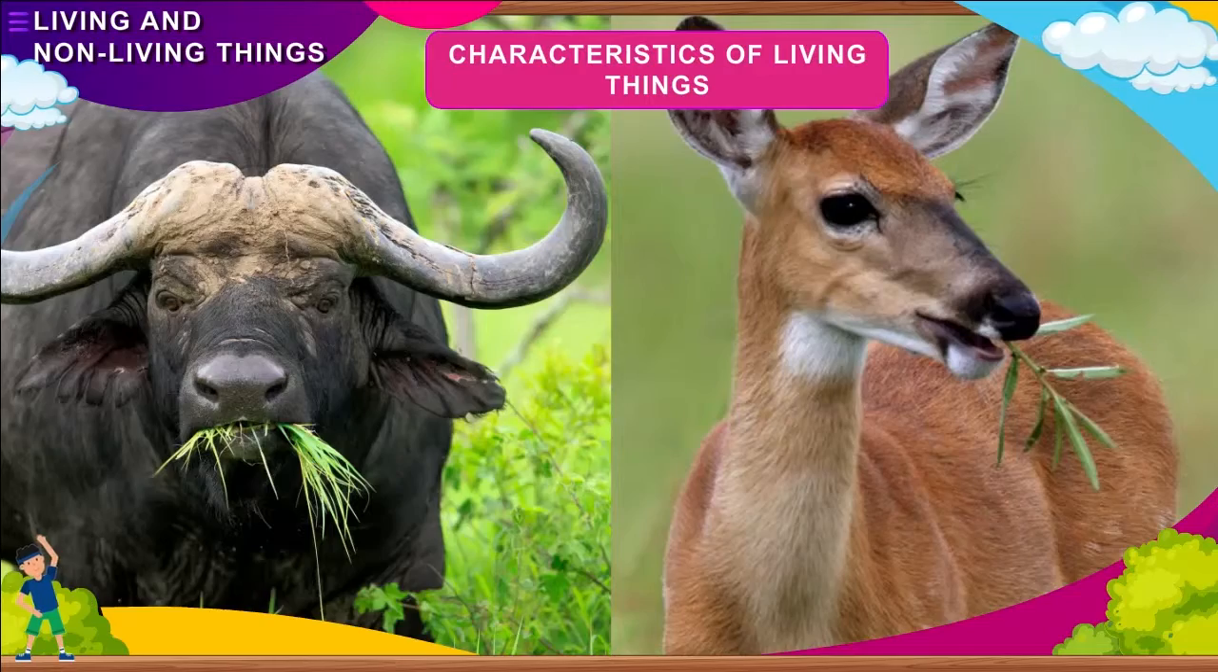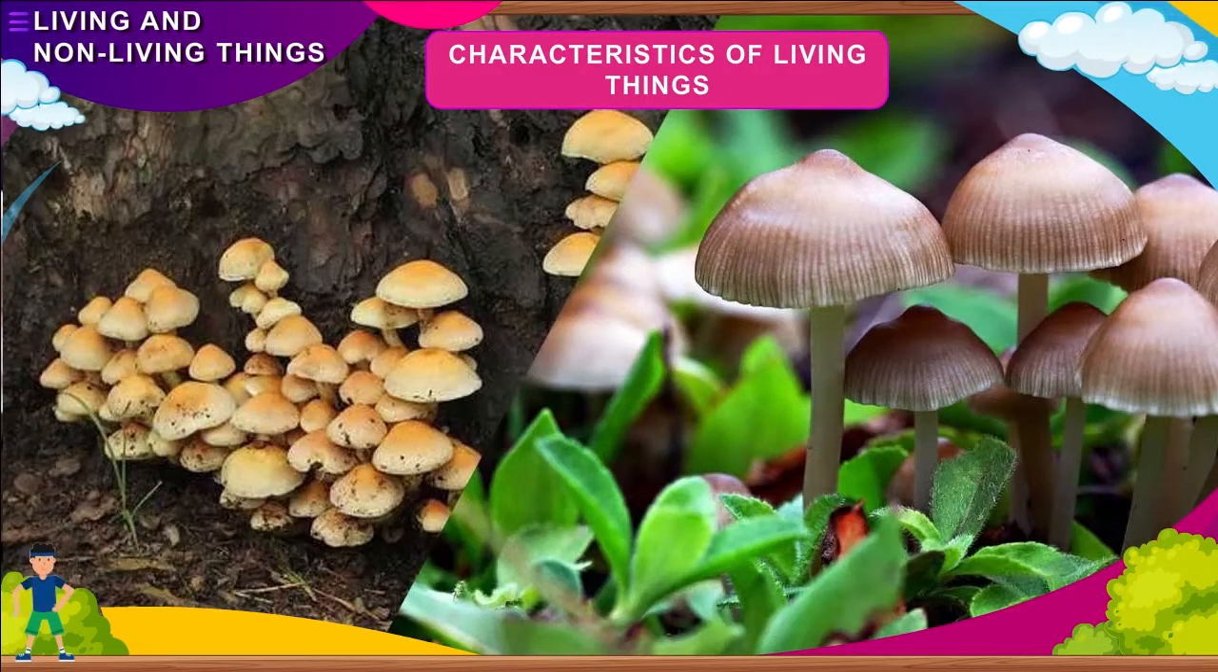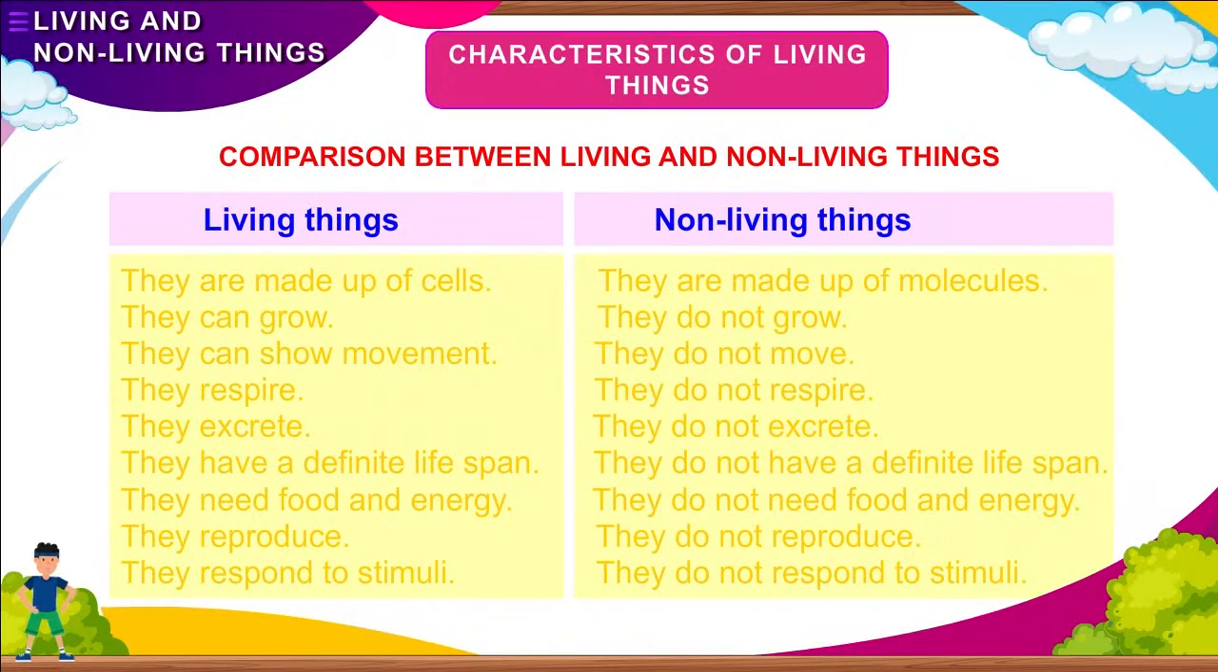All animals and non-green plants like mushroom and many others cannot make their food. They eat plants or other animals to obtain energy. They are called heterotrophs. Comparison between living and non-living things.